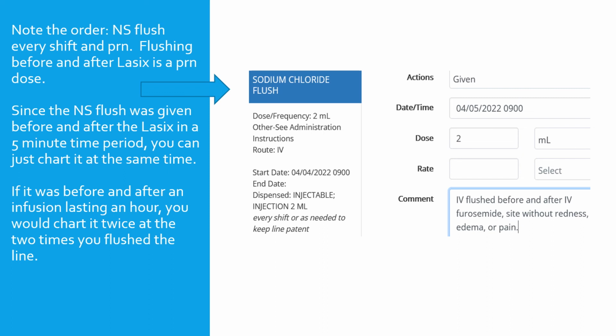Since the normal saline flush was given before and after the Lasix, and the Lasix was administered over a 5-minute time period, it can all be charted at the same time. And again, if it was flushing before and after an infusion lasting, say, an hour, you would chart it twice at the specific times you flush the line. So if you look here, 2 mils were given, and then if you look in the comment section, it'll say IV flushed before and after the IV furosemide. And then I give details about the site.